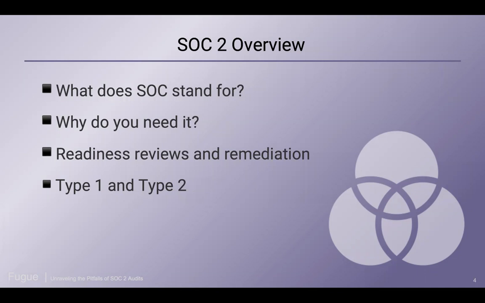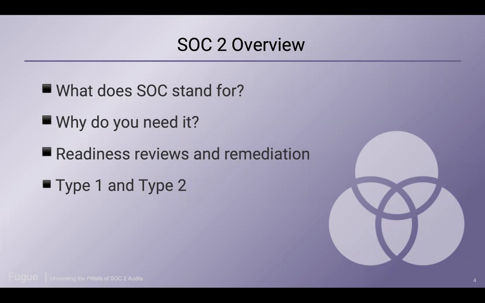So I mentioned a pre-audit or a preparation phase, and that's what readiness reviews and remediation are all about. A readiness review is almost like a mock audit. It's not exactly the same, but it's almost like a mock audit. So what you would do is engage with an auditor, and they come on site, or maybe they do it remotely. They ask you a series of questions. They may send you spreadsheets to fill out. They may ask for evidence to answer your questions or to back up your answers. And from there, they'll provide you with a gap report.